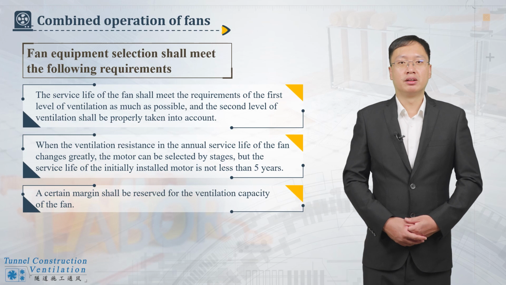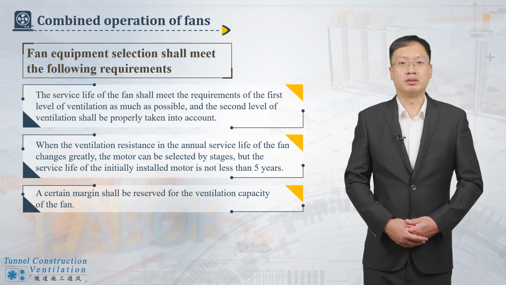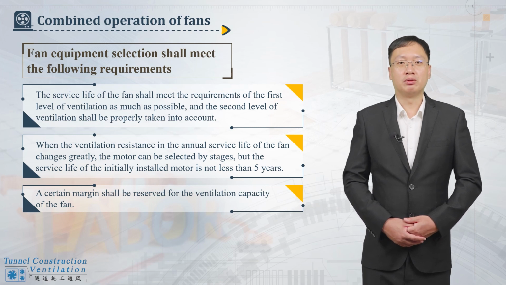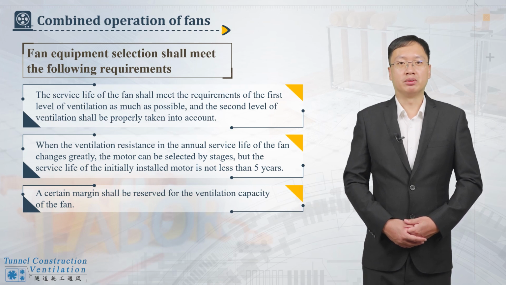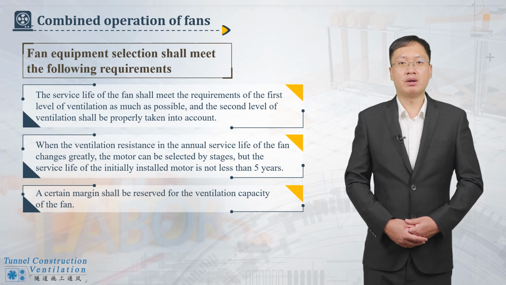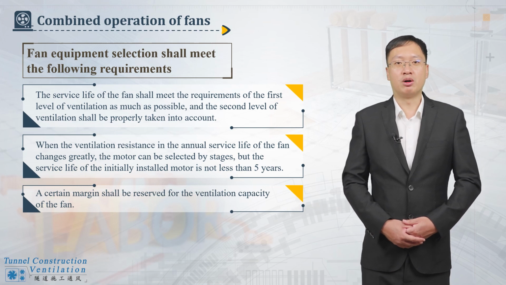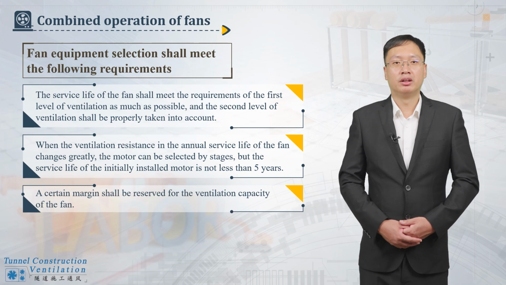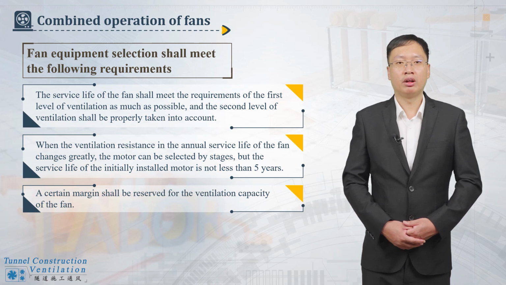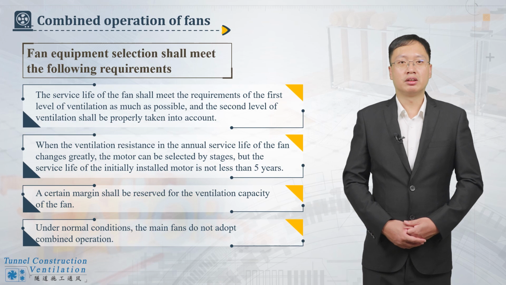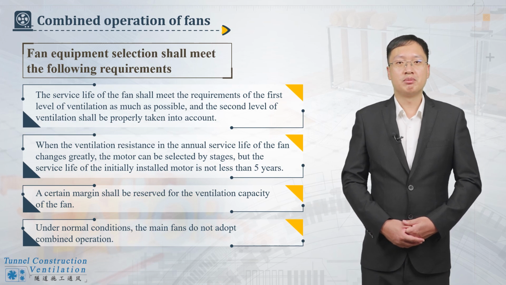3. A certain margin shall be reserved for the ventilation capacity of the fan. At the maximum required air volume, the blade installation angle of the axial flow fan is generally 5 degrees less than the maximum allowable value. The speed of the fan shall not be greater than 90% of the rated value. 4. Under normal conditions, the main fans do not operate in combination.